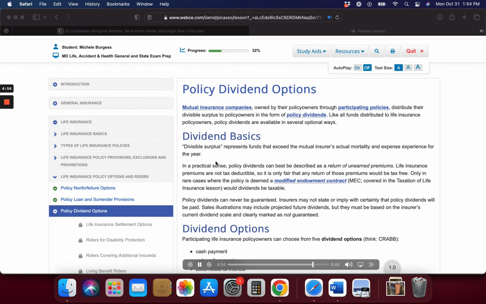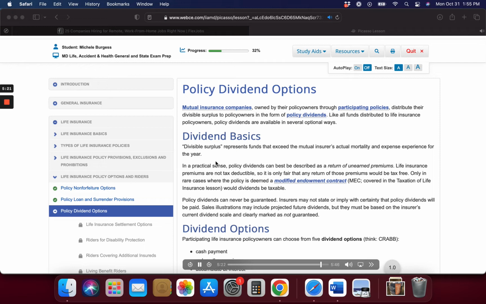Policy dividends are payable only with participating life insurance policies. Participating policy dividends are effectively a return of unearned premium. Dividends can never be guaranteed. There are 5 dividend options: CRAB, cash payment, reduce future premium, accumulated interest, buy paid-up addition, buy 1-year term.